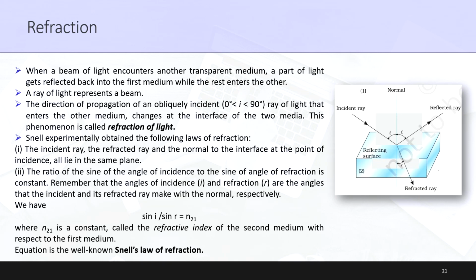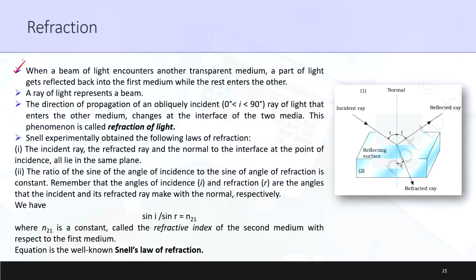When a beam of light encounters another transparent medium, a part of the light gets reflected back into the first medium while the rest enters the other. As we know, no medium is 100% transparent and no surface is 100% reflective or 100% refractive. A part of it always gets reflected and a part of it always gets refracted. This bending of light when passing from one medium to another is called refraction.